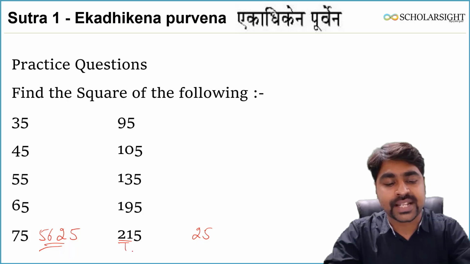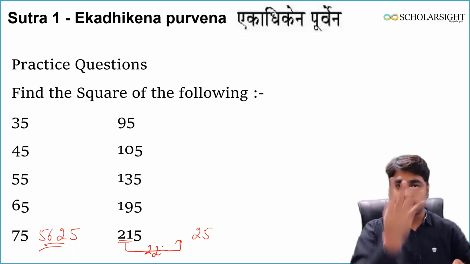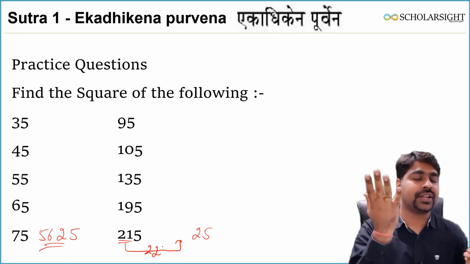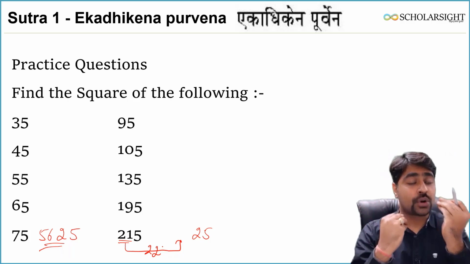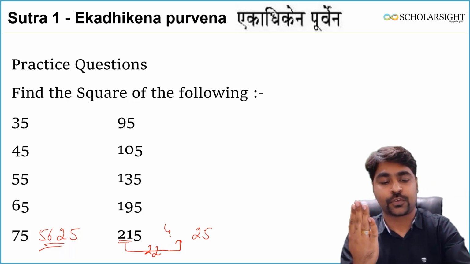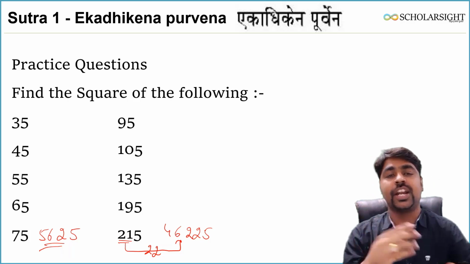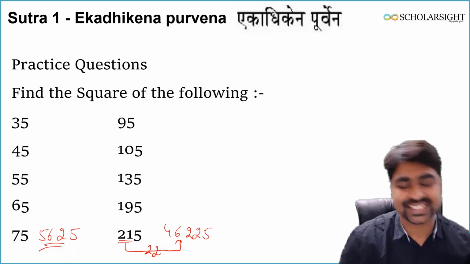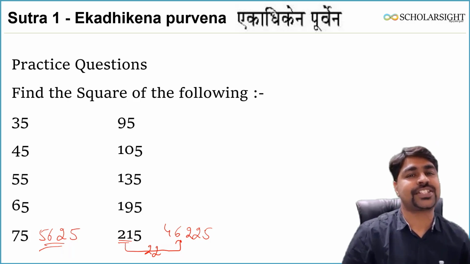21 multiplied by the next number to 21, which is 22. Take a 2, give to 21. It is 42. Now do the product of 42 with 11. So it would be 4 and 2, and in the middle it would be 4 plus 2, 6. So 46225 is your answer.